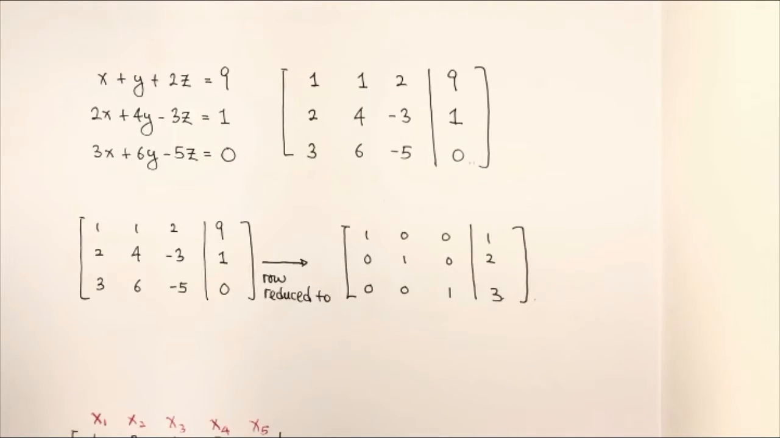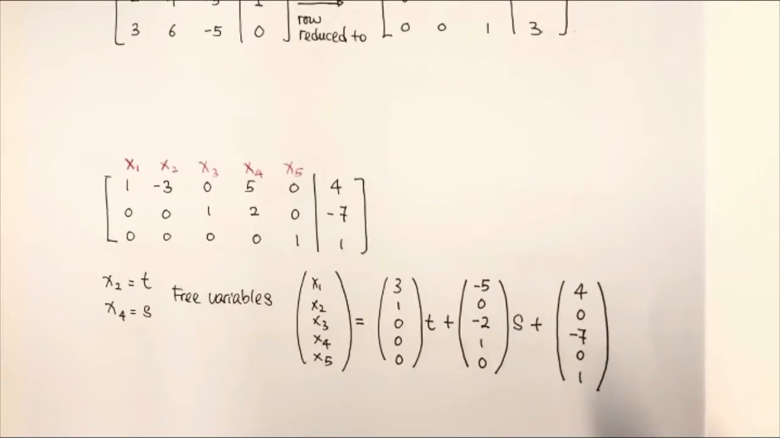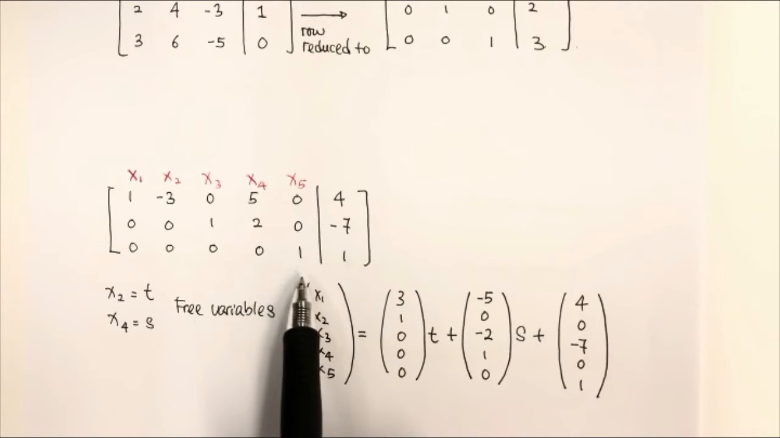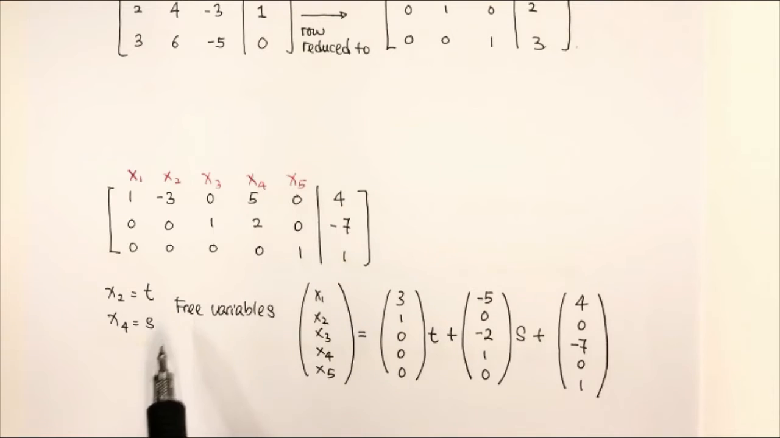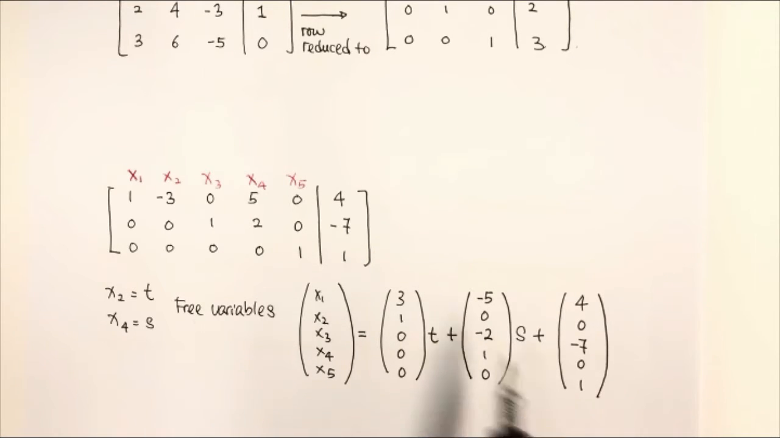Some systems have free variables and hence have infinitely many solutions, like the one that we have here, where the pivots are x1, x3, and x5. The free variables are x2 and x4. And if we set x2 and x4 to be t and s respectively, then we have the general solution of the system that looks like this.